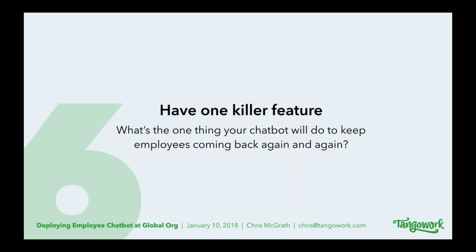The sixth thing we learned is the importance of having one killer feature. So you want to ask yourself, what's the one thing your chatbot will do to keep employees coming back again and again? And for Citadel, it's getting the password for guest Wi-Fi. The password for guest Wi-Fi changes every week. It's the same in every office, and every visitor to the office wants the Wi-Fi password. And so now any employee can send a quick Skype message to the chatbot just saying, what's the Wi-Fi password? And they get an instant reply.